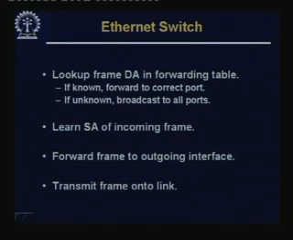So, the first step in the Ethernet switch is to look up the frame destination address in the forwarding table. If known, forward to the correct port. If unknown, broadcast to all ports. So, this is what an Ethernet switch does. Suppose a packet has come with a particular destination address, and it is known that the node having this address is connected to this particular port, then that becomes the output port for this packet. So, it is forwarded to the correct port. If unknown, you broadcast it to all ports.